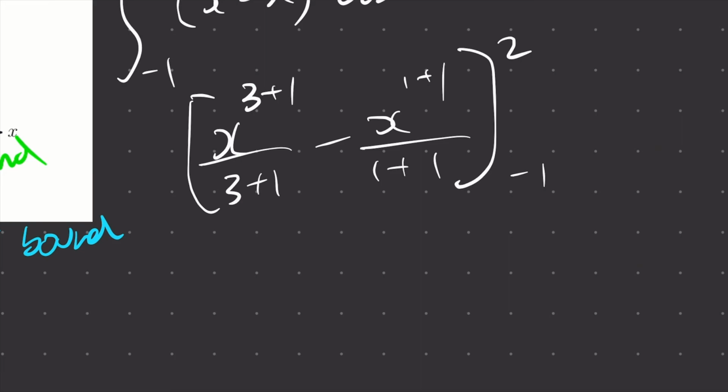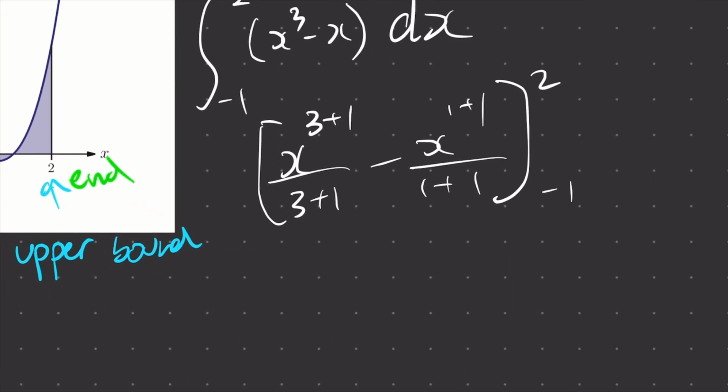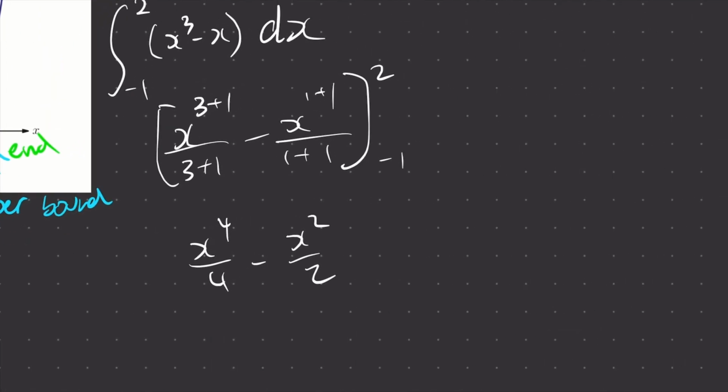Now we need to do subtraction, right? End minus beginning, right? So how do you do it? We first simplify x to the power 4 over 4 minus x squared over 2, right? Then we need to substitute the 2 in. If we substitute the 2 in, we also need to substitute the what in? We also need to substitute the green in, right? Green in. Okay, so how do you do it?